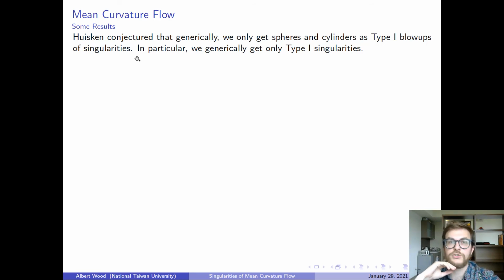For example, there is a torus in R3, a two-dimensional torus that is a self-similar shrinker under mean curvature flow, known as the Angenent torus for the person who discovered it. And Huisken conjectured that these examples are pathologies, that we can perturb away from these examples linearly and just get spheres and cylinders.